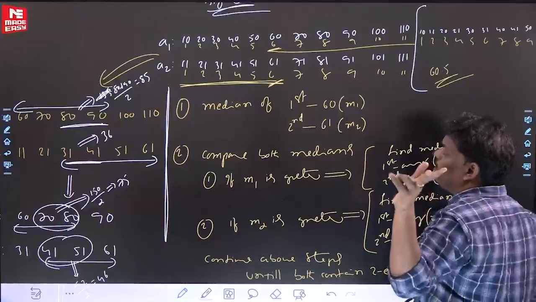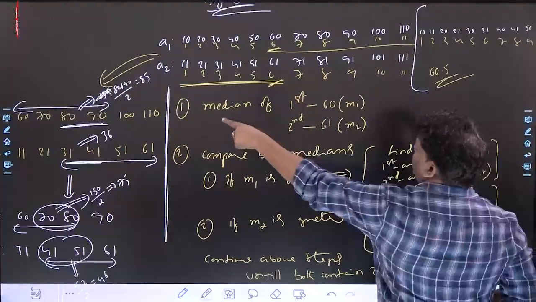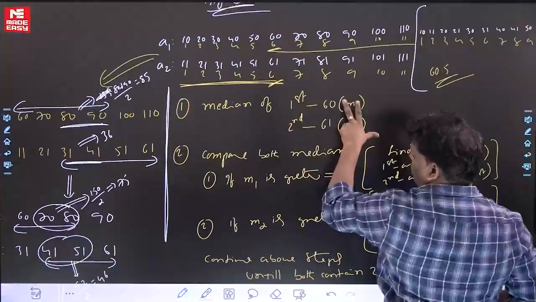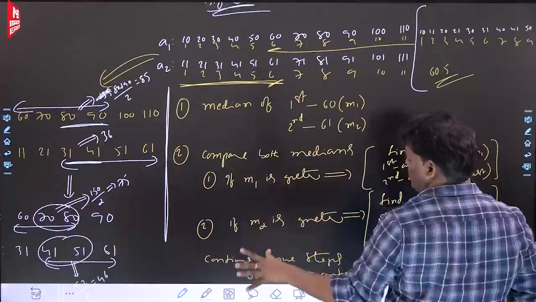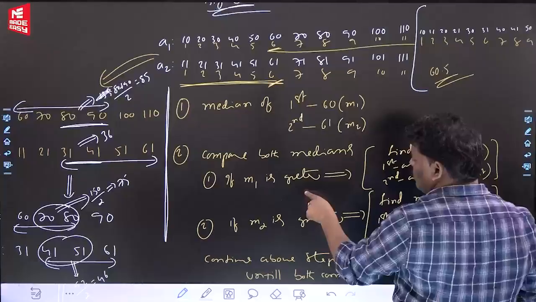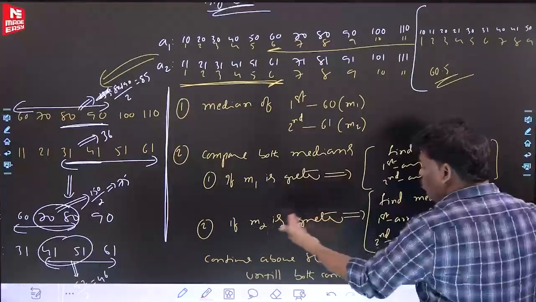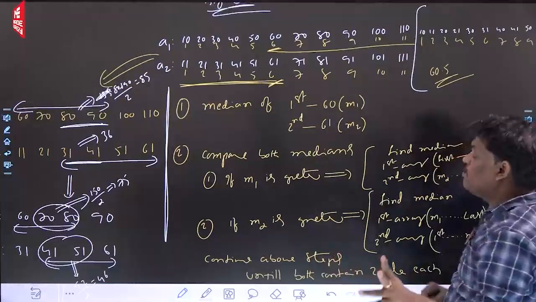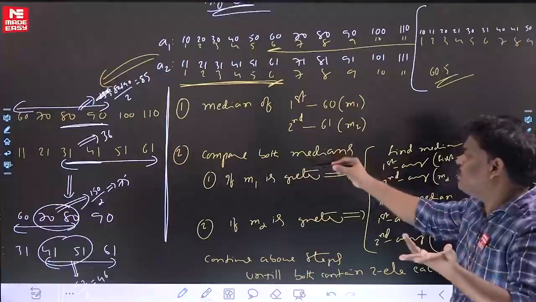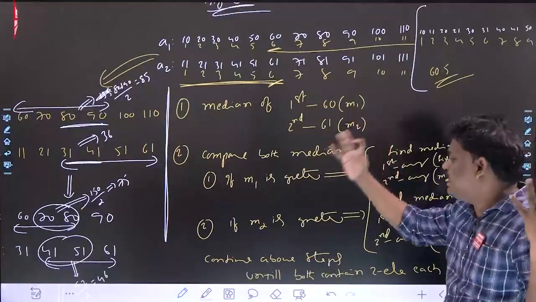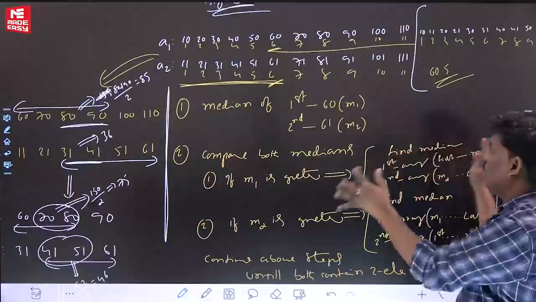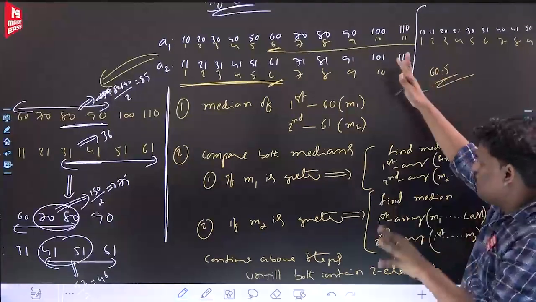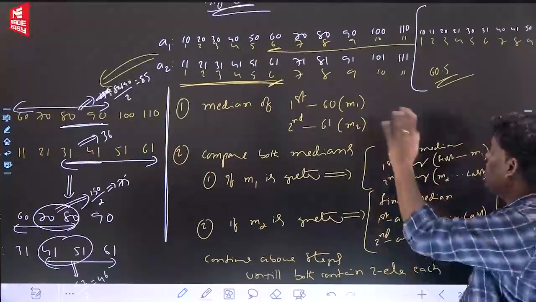What is the algorithm? First step, find the medians of both the arrays. Next, compare both the medians. If M1 is greater, do something. If M2 is greater, do something. Some people are asking what is the meaning of do something. Just this: if M1 is greater, make both the arrays half. First one half, second one half, and you go to one half only.